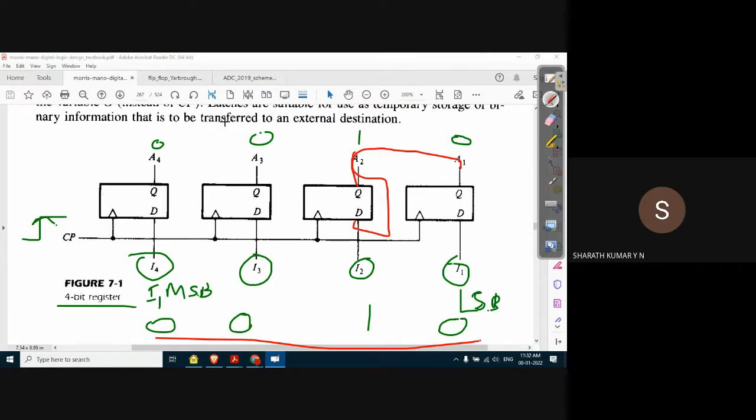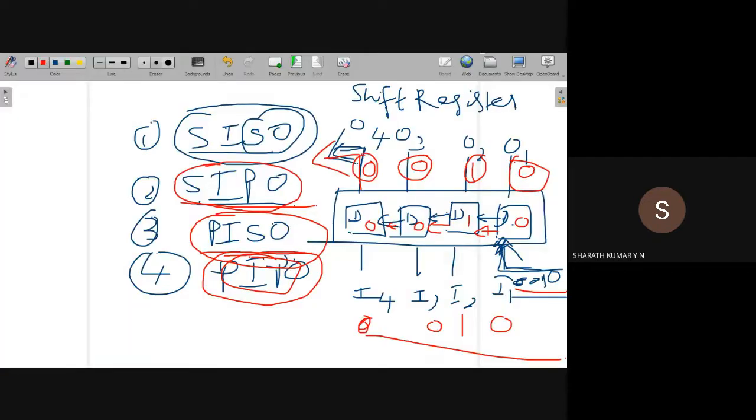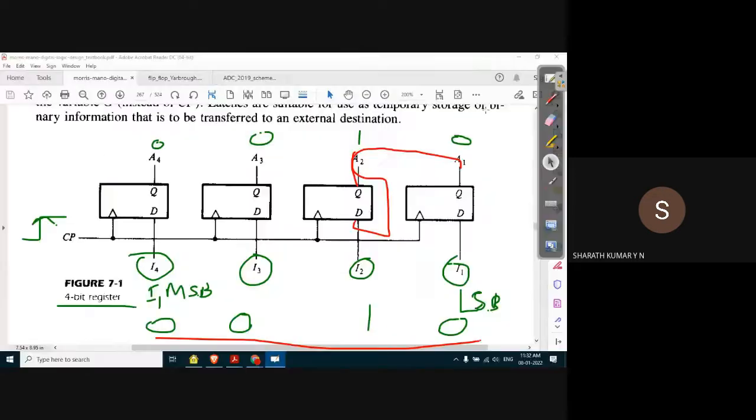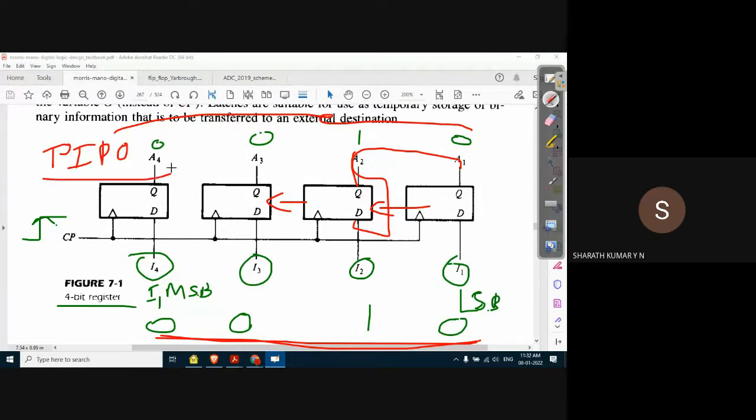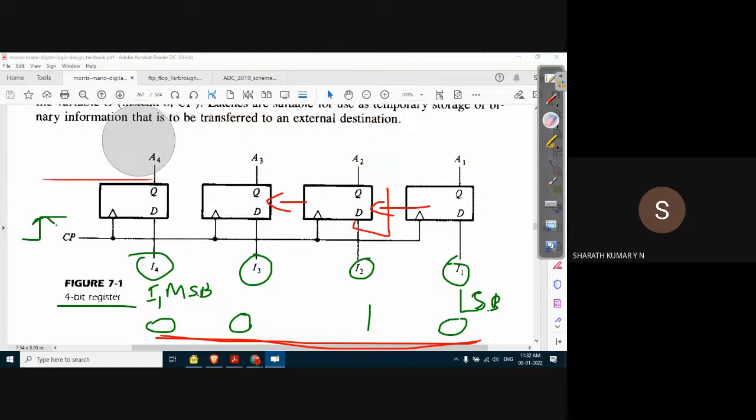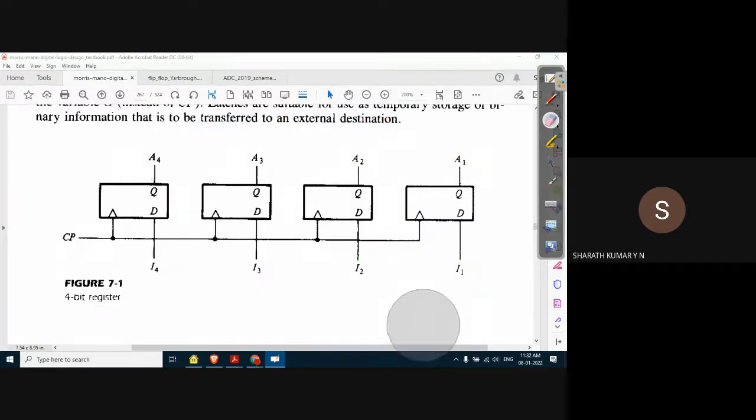So out of these four options, the only possibility we can achieve in this case is parallel input, parallel output operation. That means we can provide the data parallelly, and we can read all 4 bits at a time, because it does not shift the data from one flip flop to another. This is a simple example of a parallel input, parallel output register. Not shift register, sorry, normal register. It will trigger only on the application of the clock pulse.